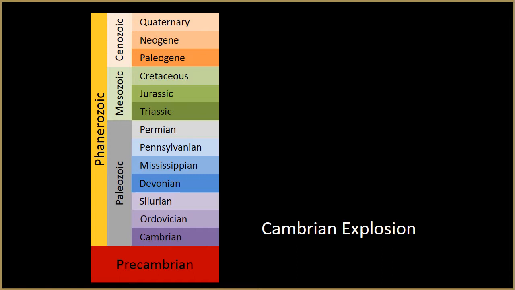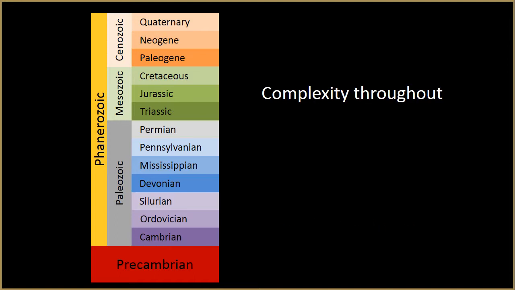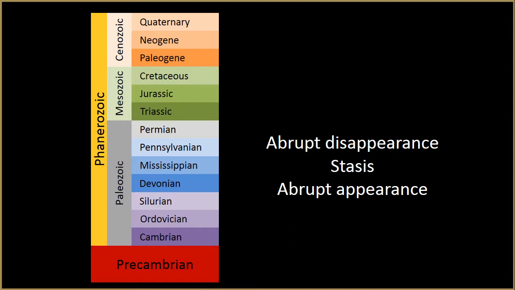Instead of new body plans appearing gradually throughout the rock layers, we find all major body plans right at the base of the Phanerozoic layers. Instead of a simple to complex sequence of fossils, we find complexity from the beginning. Instead of an obvious gradual sequence of creatures evolving, we find the abrupt appearance of new fossils, little or no change, and then the abrupt disappearance of the fossils from the record.